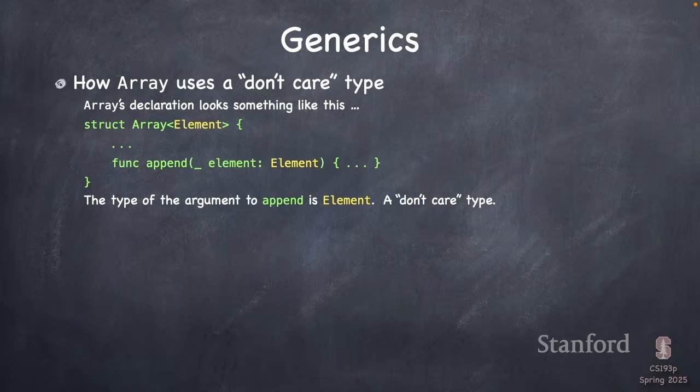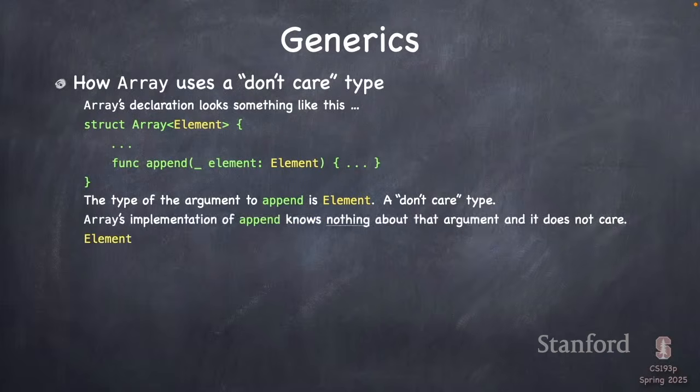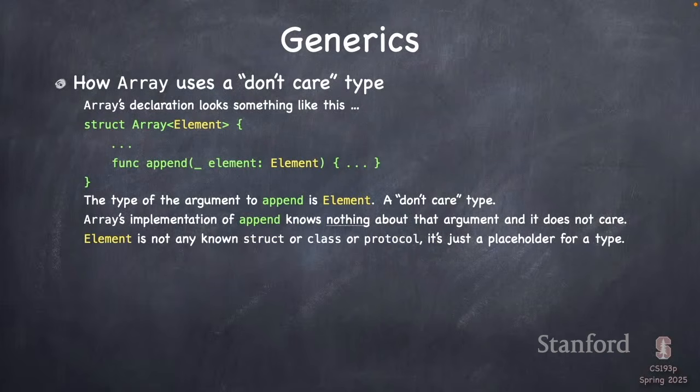Just puts them in angle brackets there. And then it can use that type, that placeholder type, if you want to call it that, to declare its functions, like append. Look, append, it's element of type element. So this is how generic works. It actually couldn't be a simpler way to do this. An array knows nothing about element. It doesn't know whether it's a struct or what the heck it is. It's just a placeholder for a type.